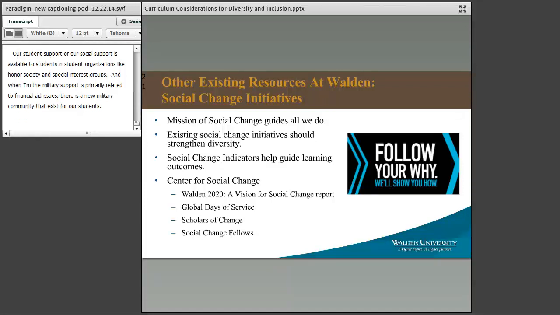There are other resources that help us in our thinking about diversity and inclusion, and specifically our mission that directs us to help our students become agents of change. The existing social change initiatives we have, and of course our Center for Social Change, are all resources that also support us in creating a curriculum and curricular activities that support diversity and inclusion.